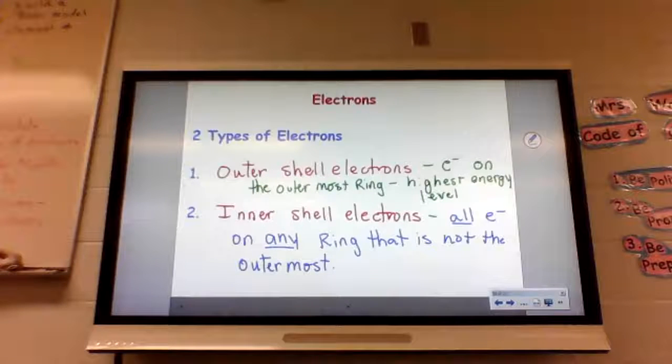Yes or no? Okay. Does everybody have what they need on the board, or do I need to wait? Because you're going to have to count up your inner and your outer shell electrons.